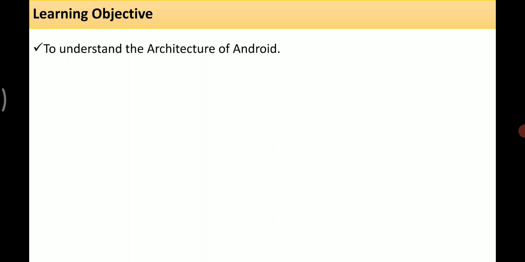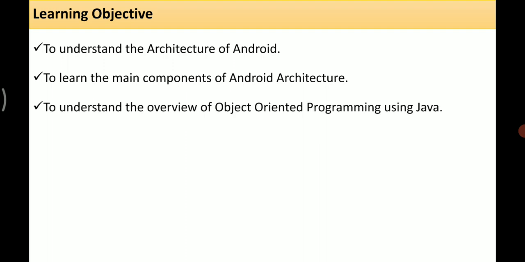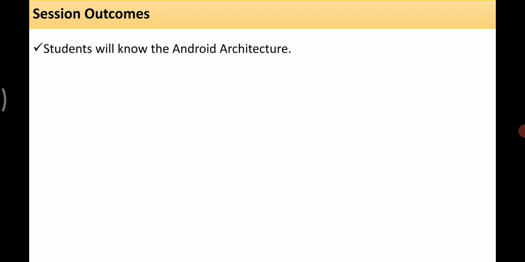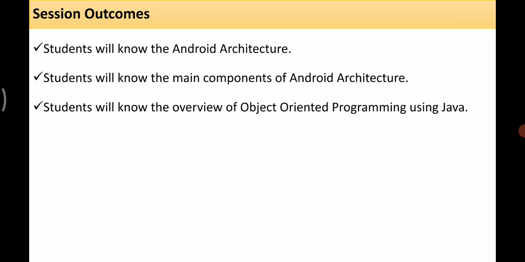The learning objectives of this session are to understand the architecture of Android, to learn the main components of the Android architecture, to know the overview of object oriented programming using Java, as well as to understand the OOPS concept inheritance. The session outcomes are we'll know what the Android architecture is and the components of the Android architecture, the overview of object oriented programming using Java, and you'll know the OOPS concept, that is inheritance.